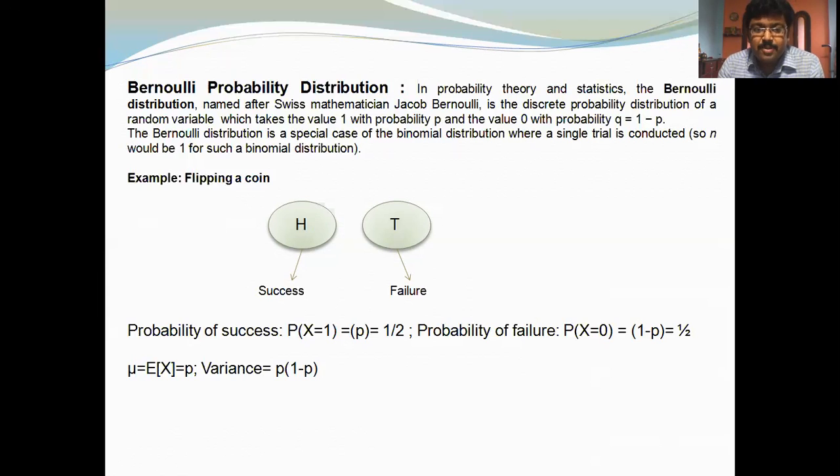Flipping a coin: if there is a head, it means success, and if there is a tail, it is failure. So the probability of success is 1 by 2, naturally, and the probability of failure is 1 minus p, that is 1 minus half, which is equal to half. So here the mean is p, that is half, and the variance is p multiplied by 1 minus p. It is the probability of success multiplied by the probability of failure. Okay, so this is the Bernoulli probability distribution.